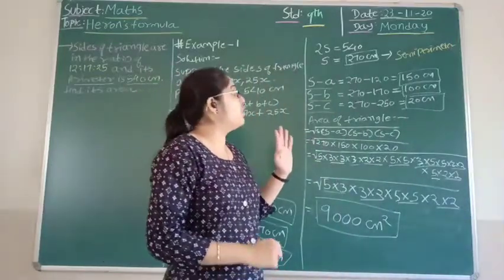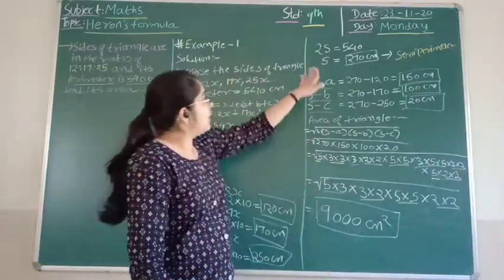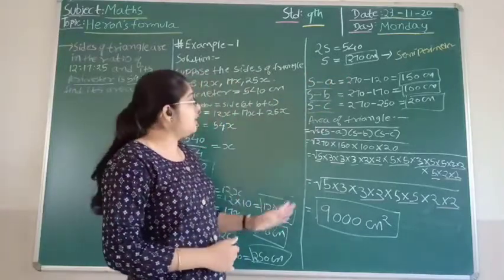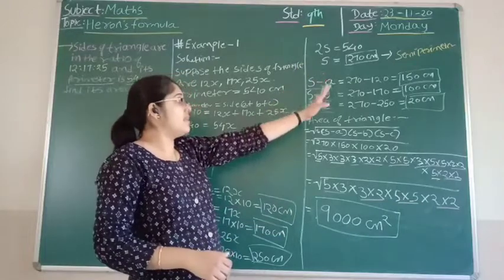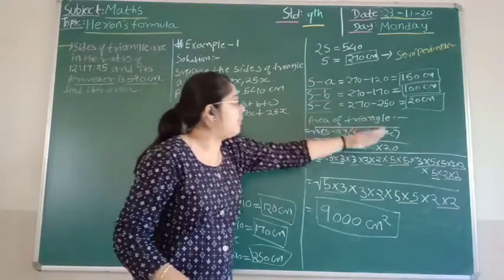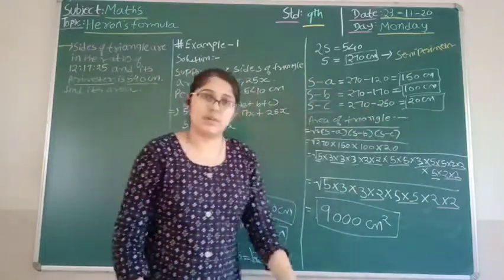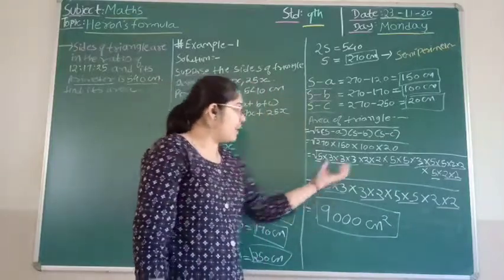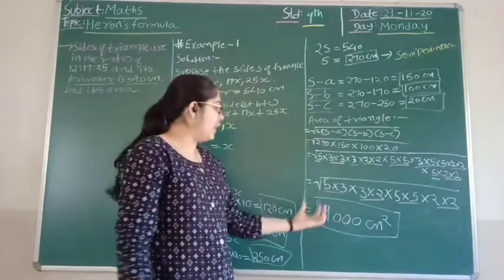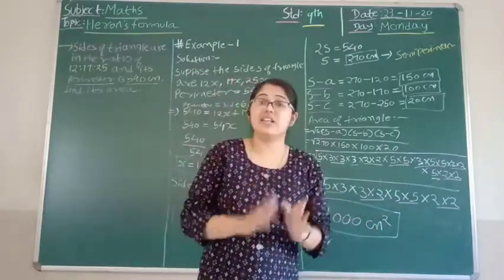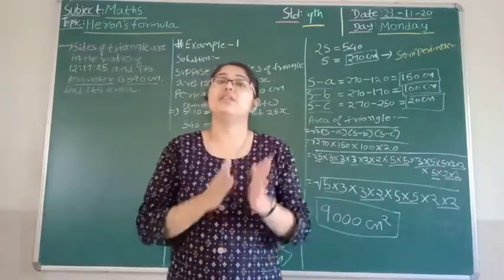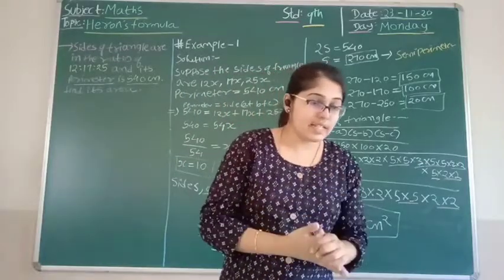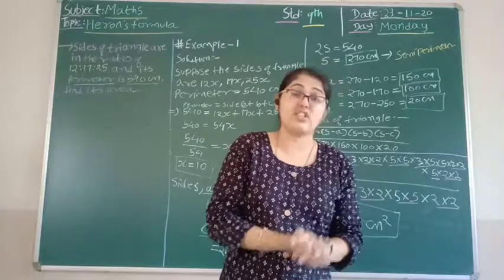Now, what next? I need to find the semi-perimeter. That is nothing but 270 centimeter. Then we need to find s minus a, s minus b, and s minus c. After that, I am getting all of these values in the formula, and factorizing in detail, we are getting the answer as 9,000 centimeter square. This is how we can solve the very fifth sum of your exercise 12.1.